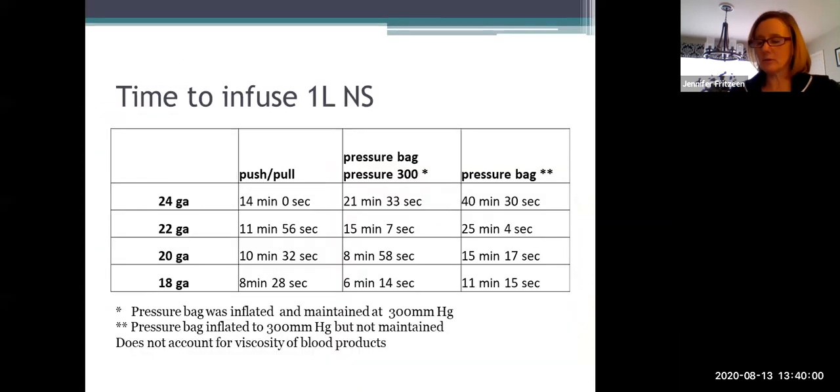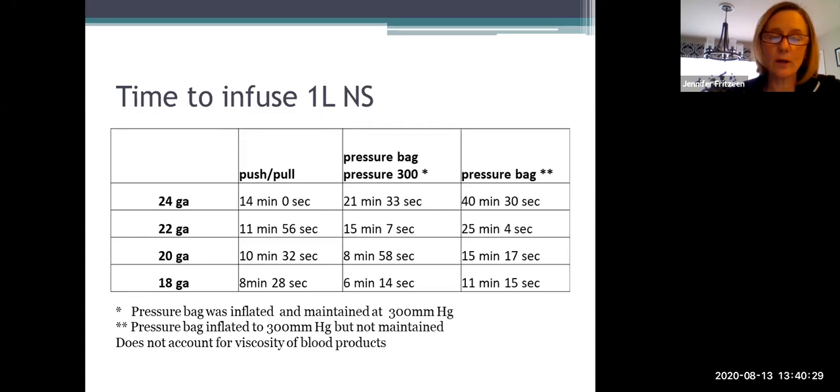We did a little, what I refer to as a science experiment one day, in which we took a liter of saline and we used a stopwatch to measure how fast we could infuse a liter of saline through different gauge IVs, using the push-pull method, using a pressure bag that we kept up to 300 and made sure it stayed at 300. And then we also looked at a pressure bag if we forgot to pump it back up to 300.